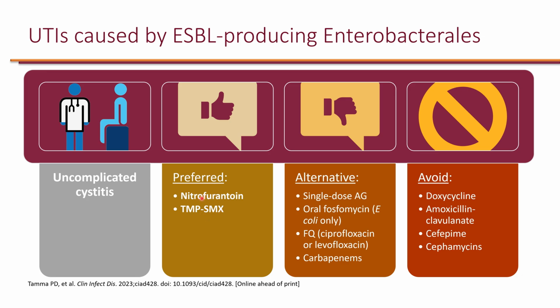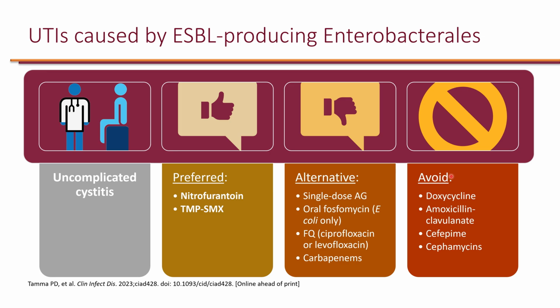Now, if it happens to be resistant to these agents, then you have alternative agents. So for cystitis specifically, you can use just a single dose of aminoglycosides, assuming that these are susceptible on the urine culture. So, anything that's resistant on urine culture, you just eliminate from this list. Oral fosfomycin would be an alternative option for E. coli only. Of course, fluoroquinolones as well as carbapenems.